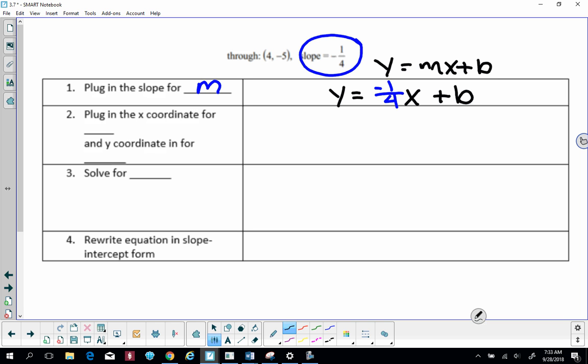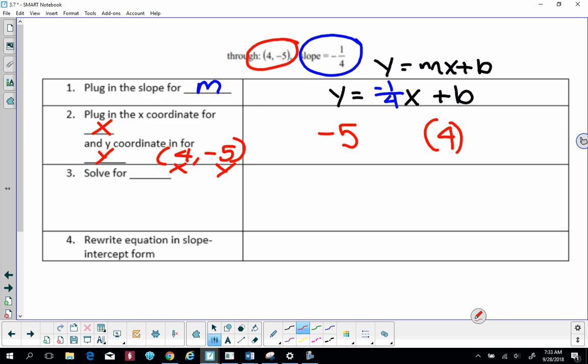The next thing we do is we take this point right here, because we know it goes through this point, 4, negative 5, right? What we're going to do is plug in the x coordinate for x and the y coordinate in for y. If I have this point, which is your x or your y coordinate? X. And so negative 5 would be my y, right? Now when I'm rewriting this, instead of y, I'm going to put negative 5. Instead of x in parentheses, I'm going to put 4. And then I'm going to rewrite the equation like this.